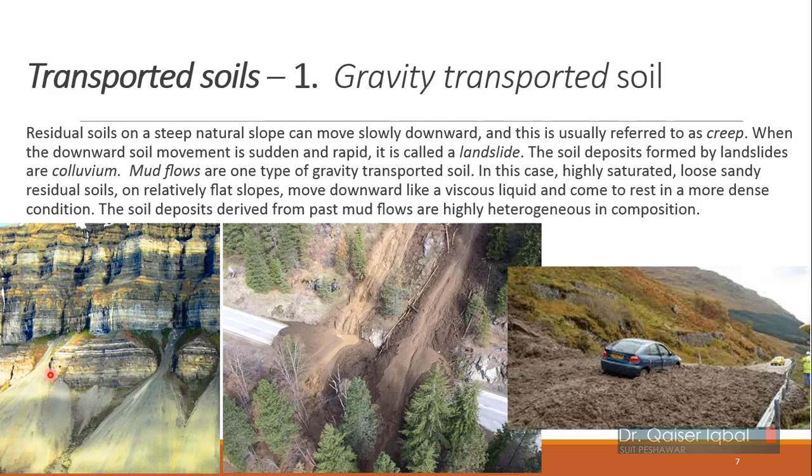First of all, gravity transported soil. Residual soils on a steep natural slope can move slowly downward. If there is a steep slope, this is the parent rock, and this is the weathering which has been removed by chemical and water action, which you can see over here, and this soil is slowly and gradually moving downward.